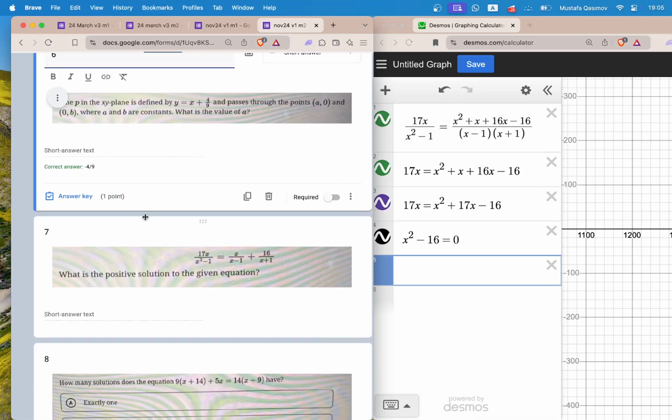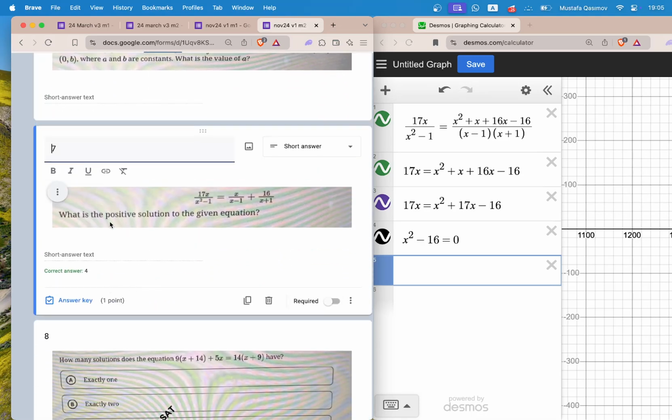Because it's a positive solution, you cannot write negative 4. Answer is only positive 4.